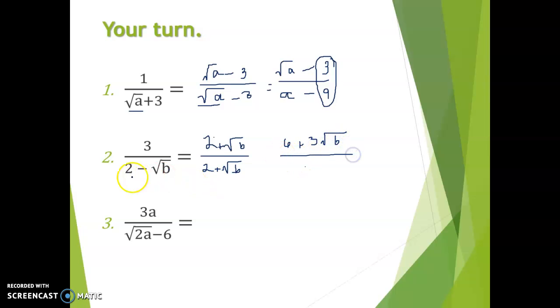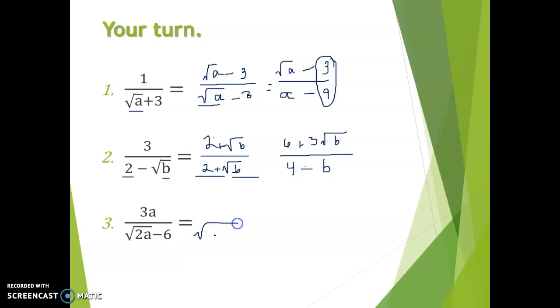At the bottom, we're going to take our first term and square it. That's 4. And our second term and square it. The square root of b times square root of b is just b. So I have 6 plus 3 square root of b over 4 minus b. Again, there's nothing I can simplify because I don't have anything that all 4 terms can be divided by.